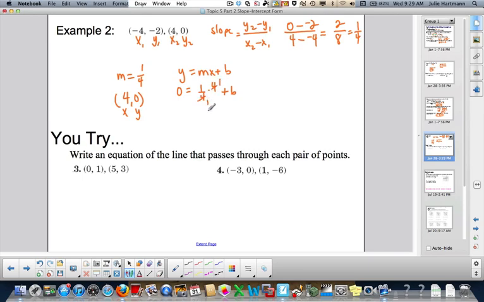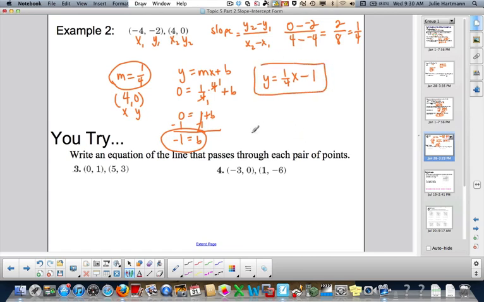Right, the 4 is reduced, so you get 1 plus b equals 0. Minus the 1, you get b equals -1. So now we have b and we have m. Y equals 1/4 x minus 1. Okay, that's our equation. So now you have 2 examples to try. Go ahead, pause the video, try those, and that is the end of the lesson.